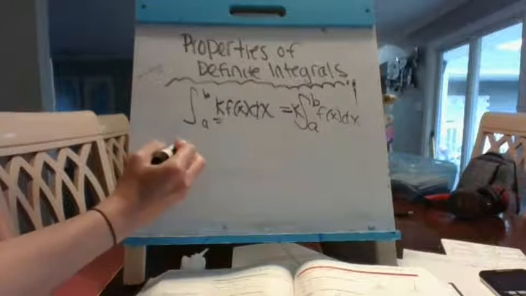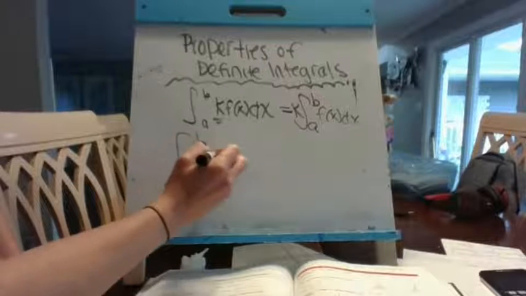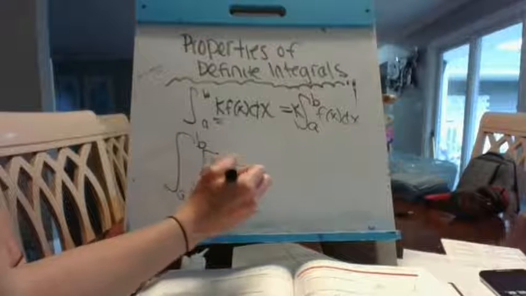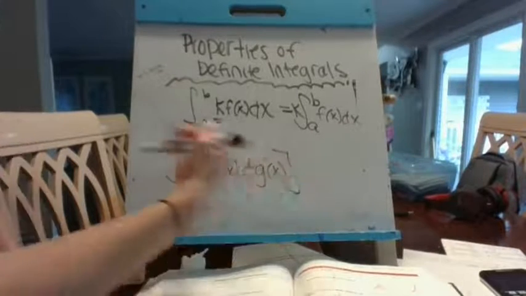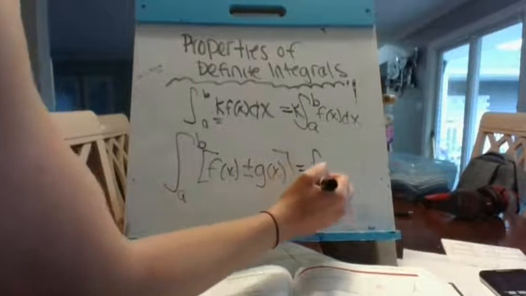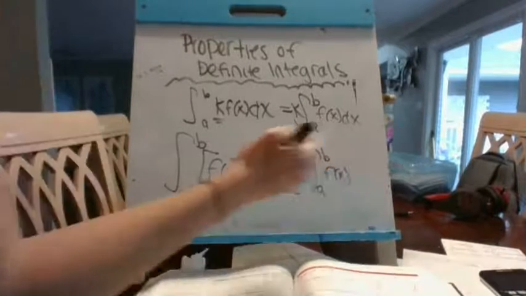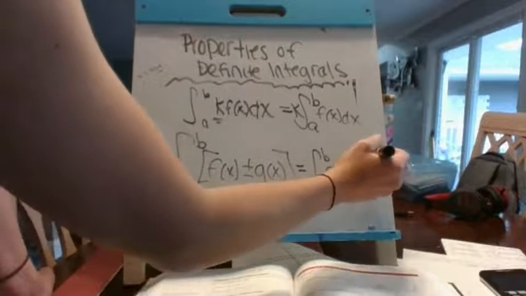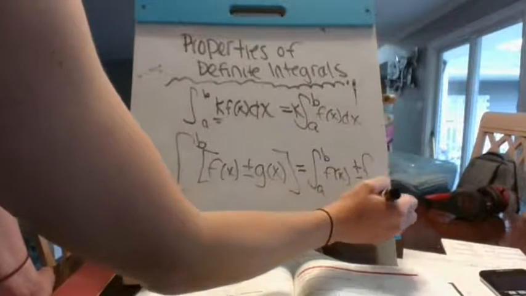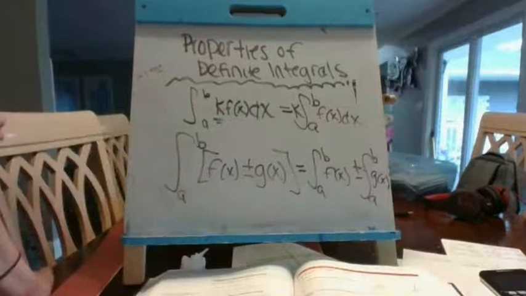And then also, if you are finding the definite integral of the sum of two functions, or the difference, it doesn't make a difference, you can separate it. So you can find the definite integral of one function from a to b, and then you can add or subtract the definite integral of the other function from a to b as well.